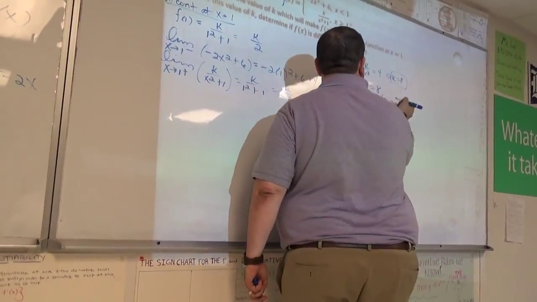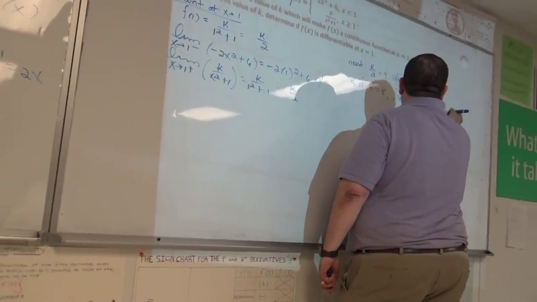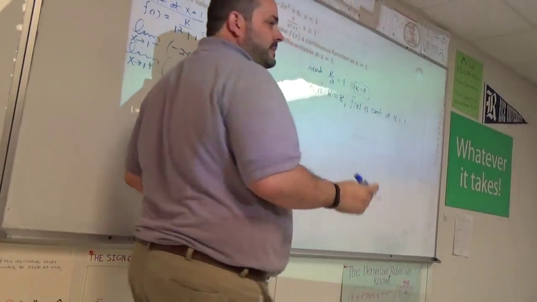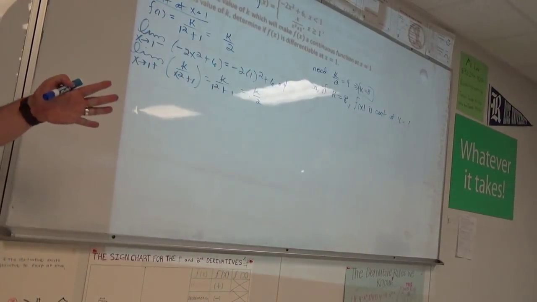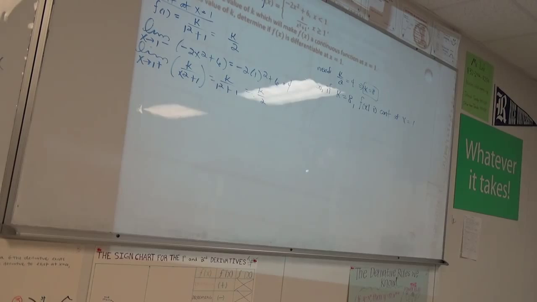If k equals 8, f is continuous at x equals 1. Done. How many guys honestly came up with k equals 8? Okay, we're making some progress. This is good. Now, that's not the end of the problem.